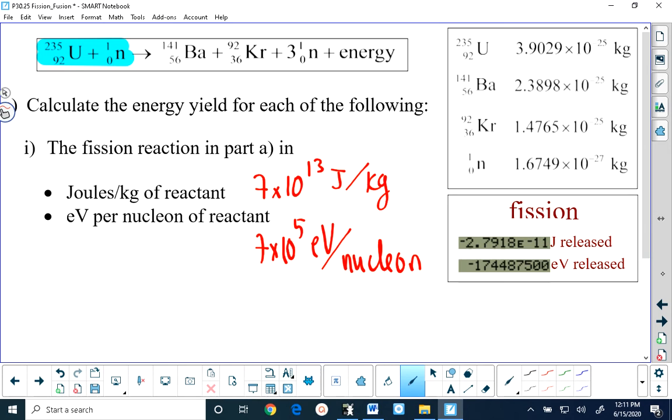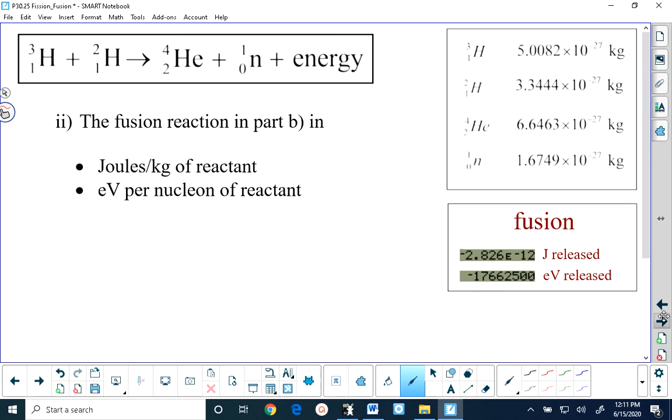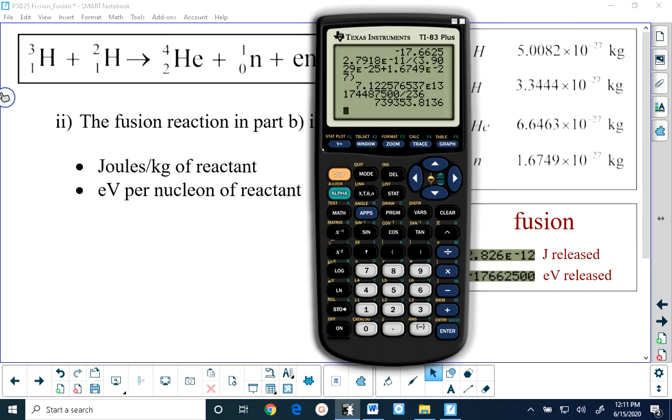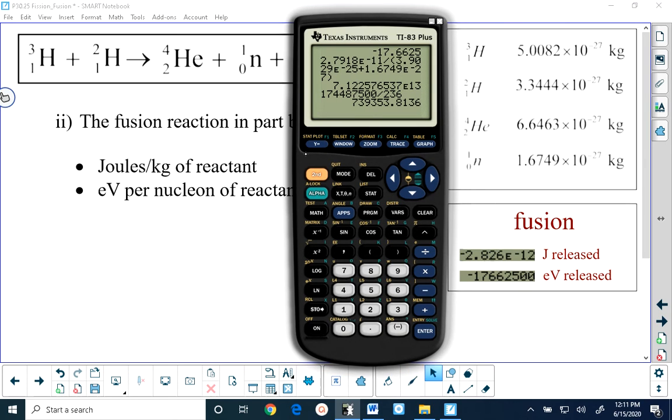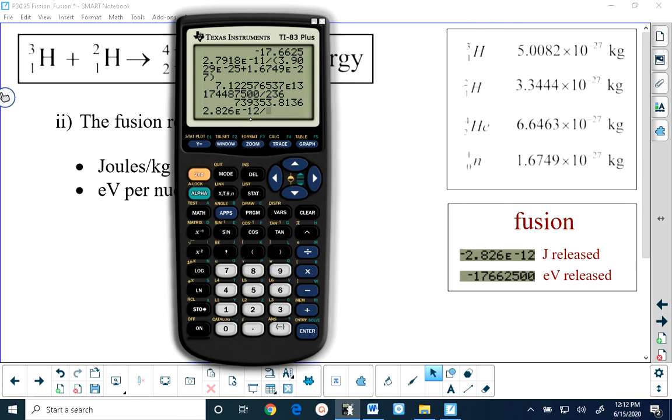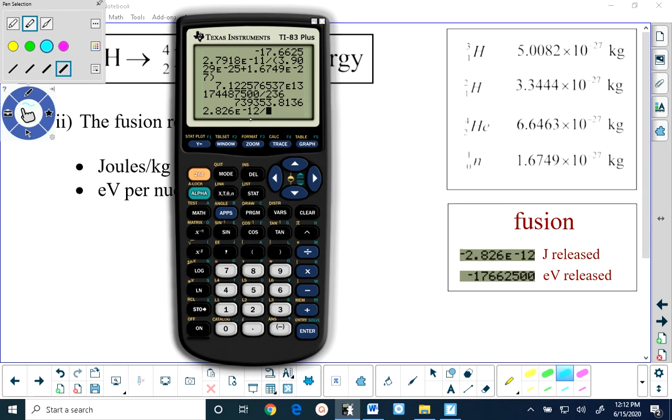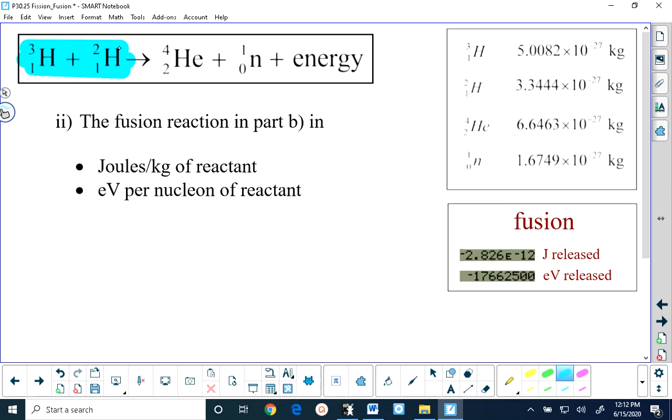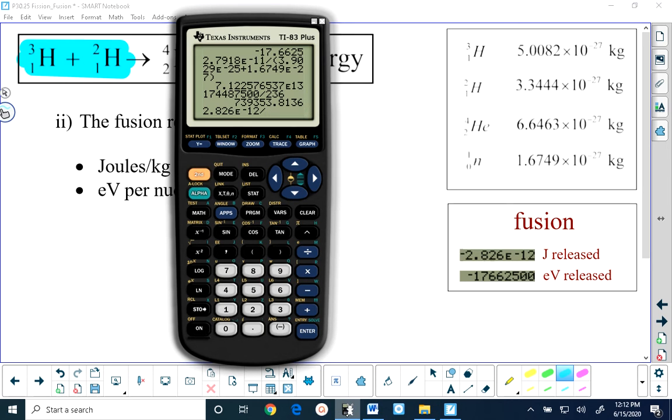Now what we're going to do is the same thing for the fusion reaction. So we want to find out how much energy per kilogram there is using units of joules per kilogram. I have the numbers that we got from that part of this example on the right-hand side, and we got 2.826 multiplied by 10 to the negative 12 joules. We're going to divide that by the mass of the reactant. The reactant again is always on the left-hand side. So the reactant in this case has two pieces, hydrogen 3 and hydrogen 2, so I need to add those together in brackets when I divide by that.